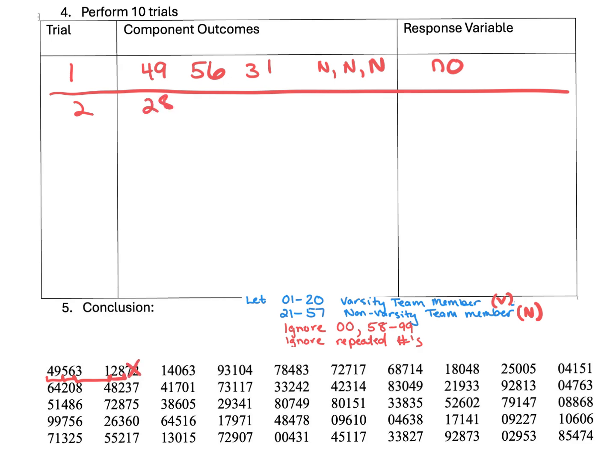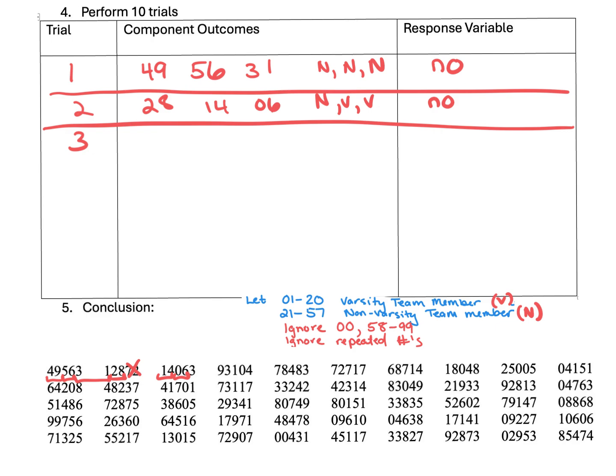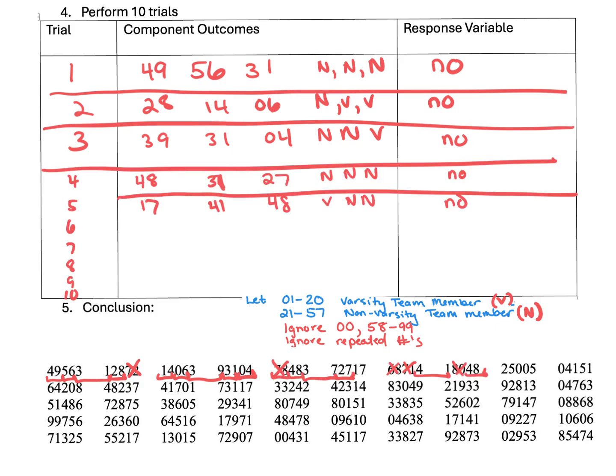I need to ignore 14 and 6. So that produces a non-member and then varsity, varsity. Are they all members of the varsity team? No. Third would be the number 39, 31, and 4. So I believe that's a non-member, non-member, varsity. So again, nope, didn't happen. I'm going to pause this and then I'll just show you my results.